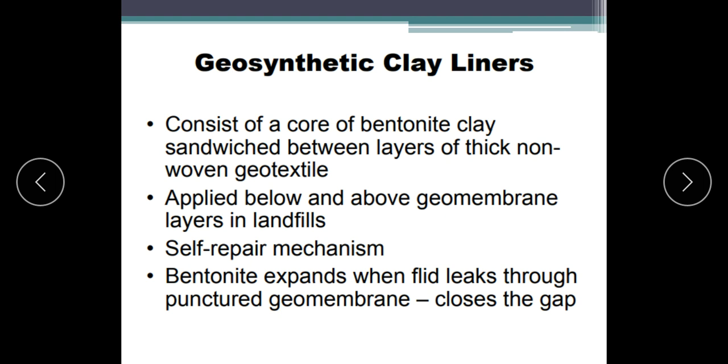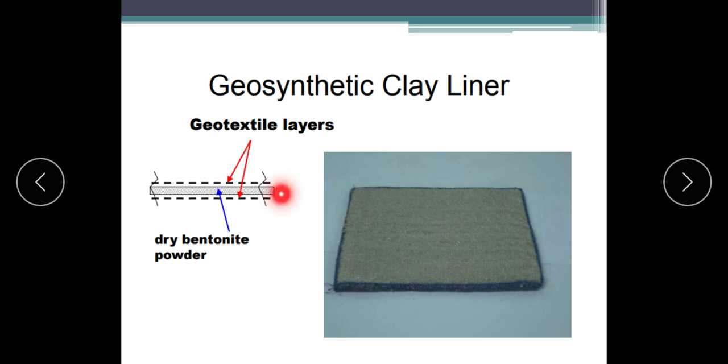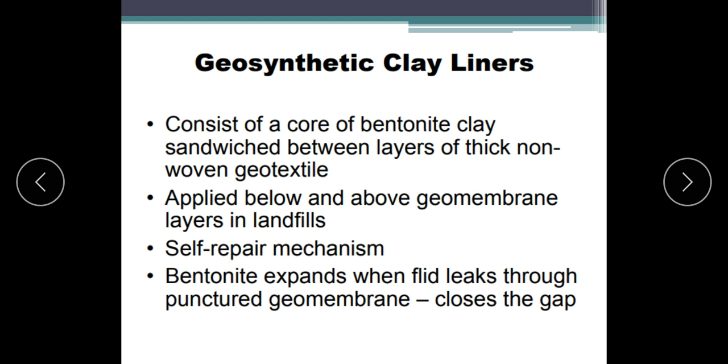Next we have GCL, which is nothing but geosynthetic clay liners, which consist of a core having bentonite clay sandwiched between two thick non-woven geotextiles. So, as shown in the figure, geotextiles are on the outside, and at the center we have dry bentonite powder. It is applied below and above geomembrane layers in the landfill.